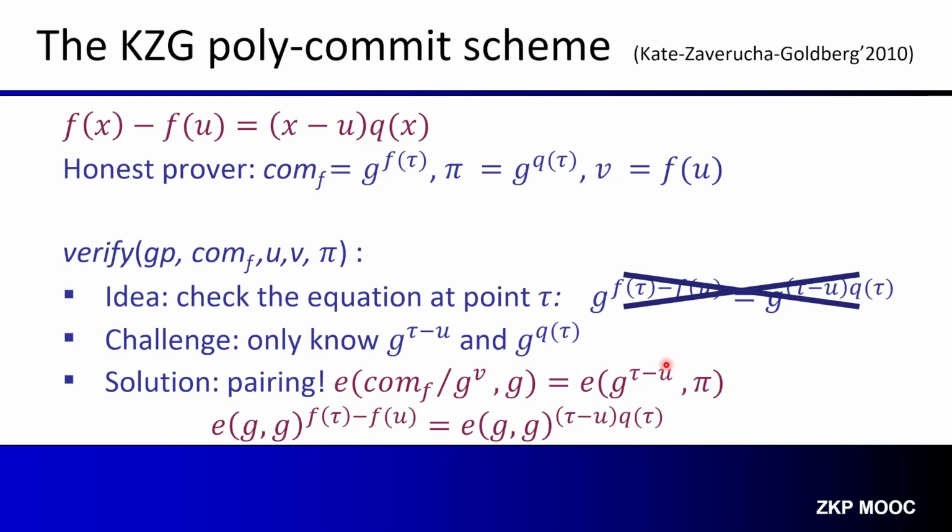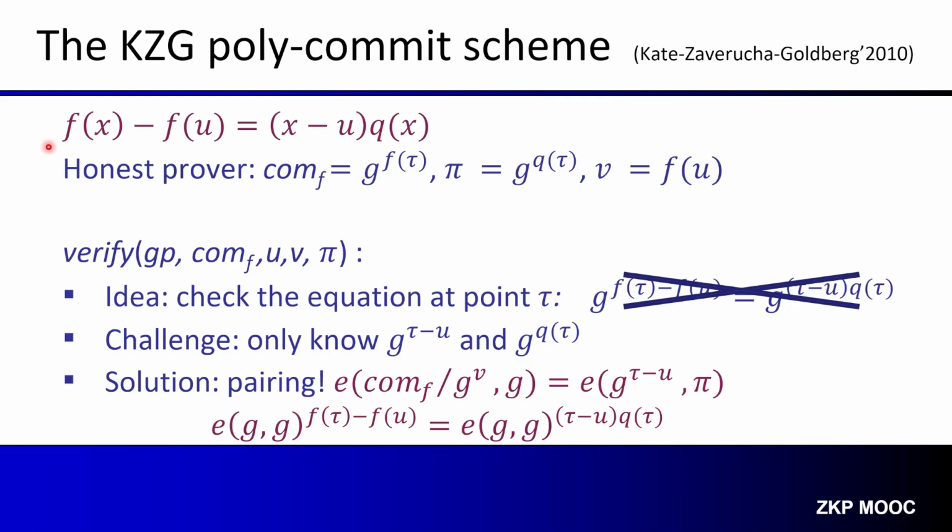To see the correctness of this verification, if we substitute these commitments and proofs by the correct evaluations provided by the honest prover, we can see that the left-hand side equals e(g,g) to the power of f(tau) minus f(u), because of the rule of the pairing equation. On the right-hand side, if pi is honestly computed, it should equal g to the power of q(tau). Then by the rule of bilinear pairing, the right-hand side equals e(g,g) to the power of (tau minus u) times q(tau). It's basically computing the product in the exponent.